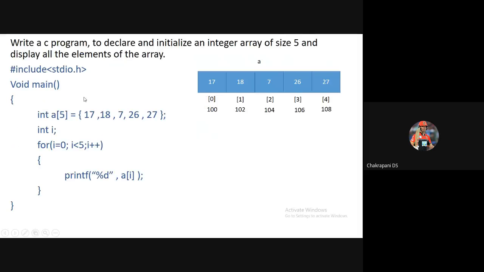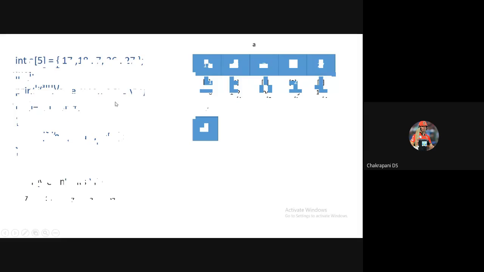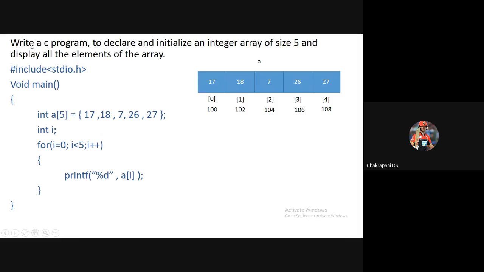Okay. So let's see one program here which I have already explained. It's a question for that program. Write a C program to declare and initialize an integer array of size 5 and display all the elements of the array. You have to declare and initialize like this. What kind of array? Integer array.